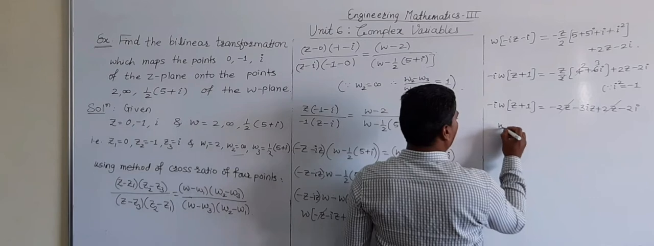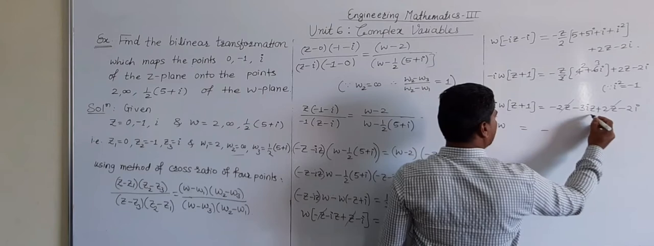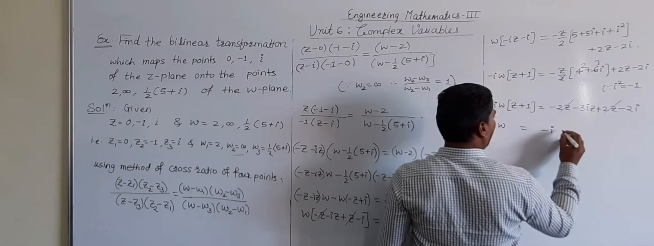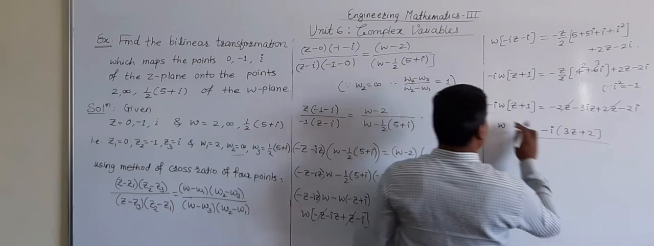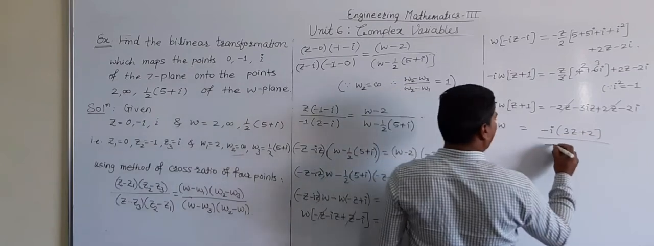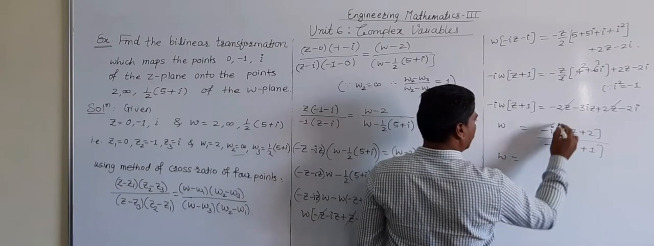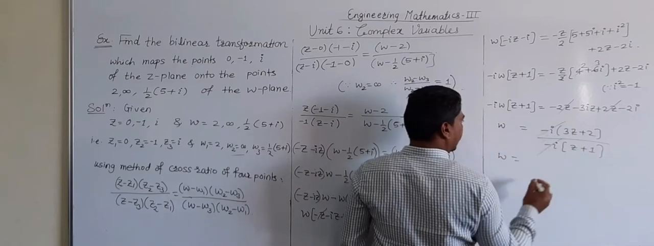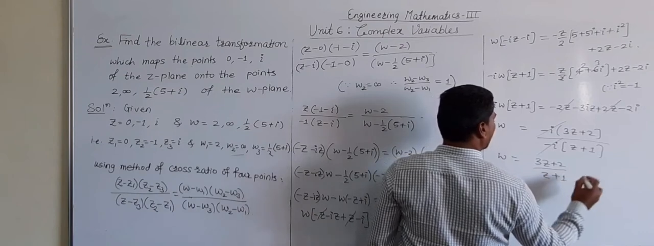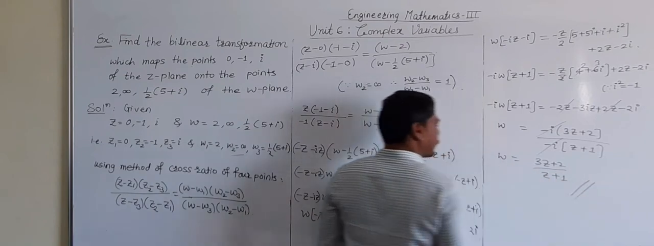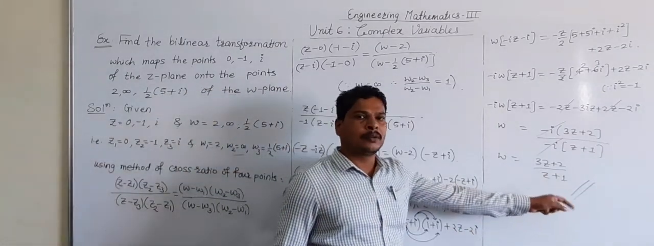So the remaining term becomes w is equal to minus i common. So 3z plus 2 is remaining inside the bracket. And after shifting this minus i to z plus 1, we get minus i into bracket z plus 1. So w is equal to, this minus i will get cancelled, and the remaining term is 3z plus 2 divided by z plus 1. So this is our required bilinear transformation w in terms of z.